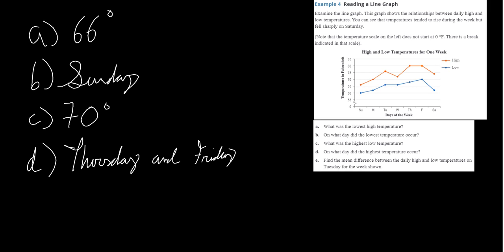Yeah, all right. And then E, find the mean difference between the daily high and low temperatures on Tuesday for the week shown. Okay, so it's wanting us to find the mean difference, right? So basically, it's wanting to just know the difference. So what is the difference between the high and low on Tuesday? Well, it appears the high is about 76 and the low is about 66, okay? So it looks like the mean difference is just going to be 10 degrees, right? Just 76 to 66. And again, like I said, that was it for the section, and so that concludes today's lecture.